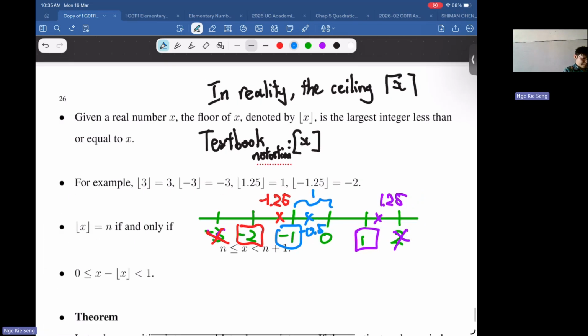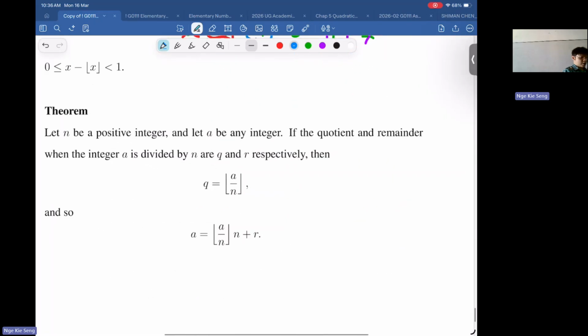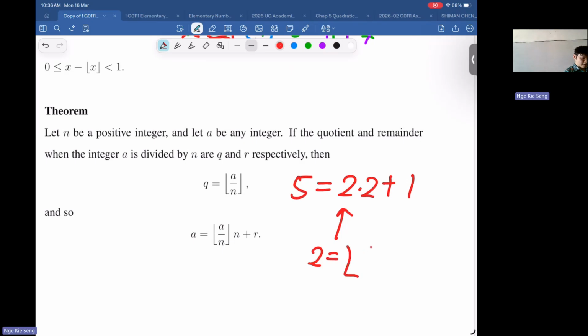Other than this, we return to the division algorithm a bit. The q that you always find in your division algorithm, we can actually express it using this floor: the floor of a over n. Do you believe this? Maybe we can try some numbers. Let's say 5 equals 2 times 2 plus 1. The claim here is that this 2 is equal to the floor of a over 2, but a over 2 is 2.5.